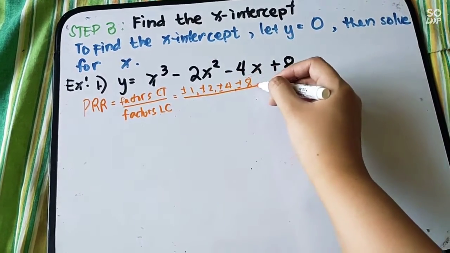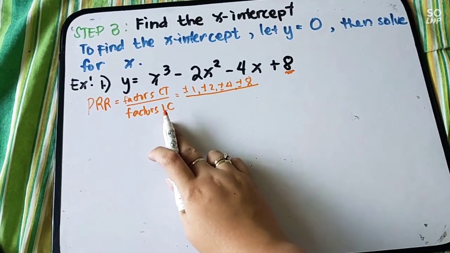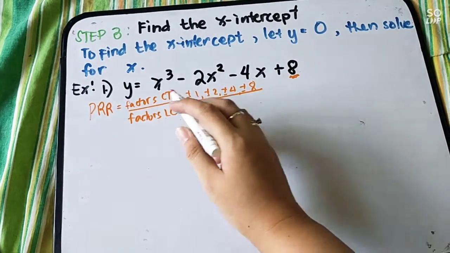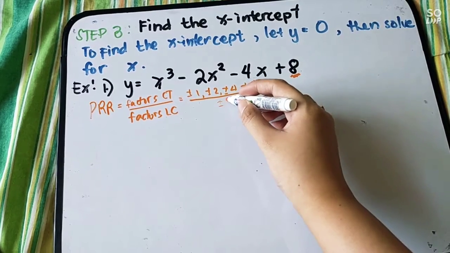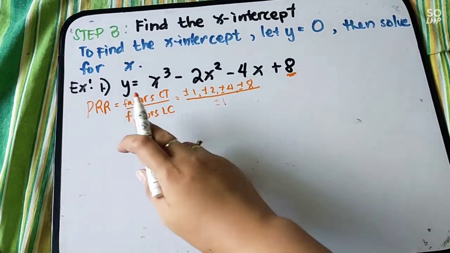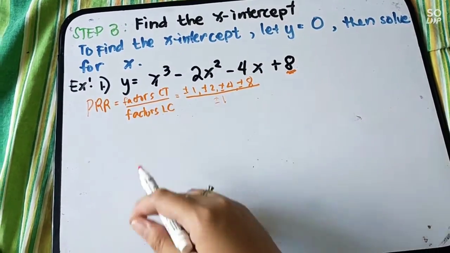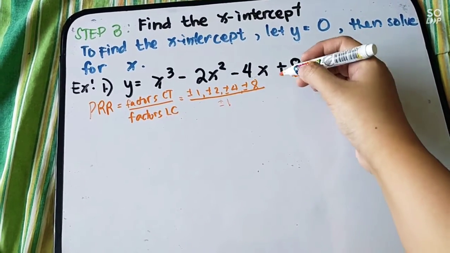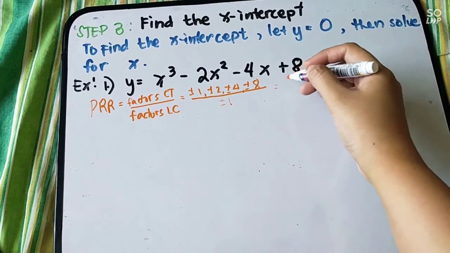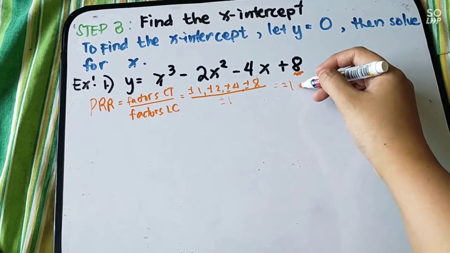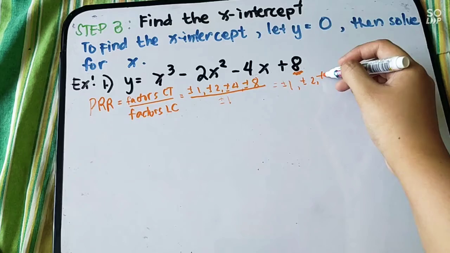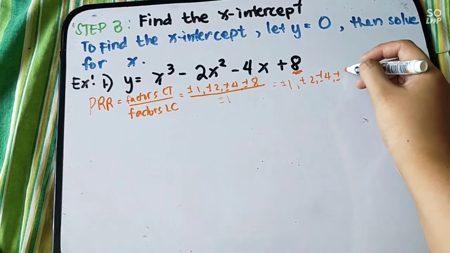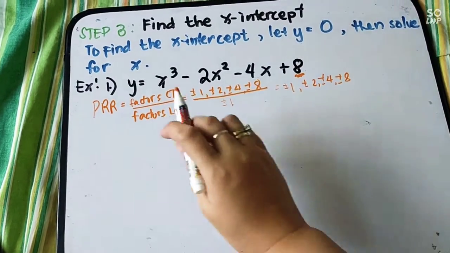Then, we just divide by the factors of the leading coefficient. Since the leading coefficient is 1, the factors are just positive and negative 1. So, therefore, our possible rational roots, the possible roots of this function, are positive negative 1, positive negative 2, positive negative 4, and positive negative 8. Okay? So, write this one.